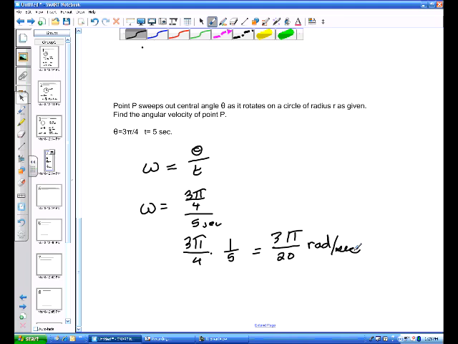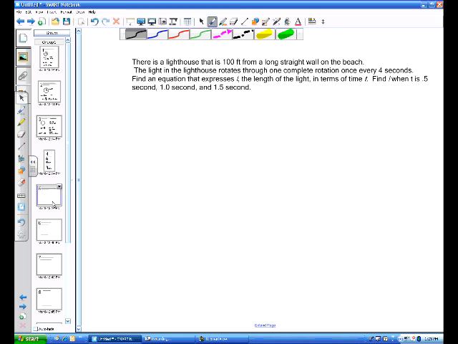So we've got some nice little formulas that we're going to use as we go through and find a lot of different things. We have several applications here where we're going to be able to use these. Now this problem is, first of all, to understand it a little bit, it's a little different, but it's a neat problem. There's a lighthouse that is 100 feet from a long straight wall on the beach. The light in the lighthouse rotates through one complete rotation once every 4 seconds.